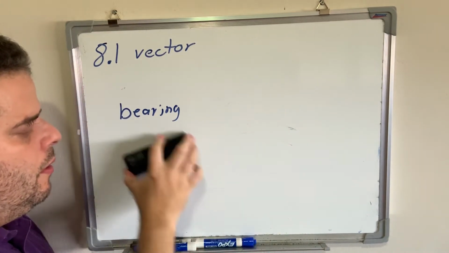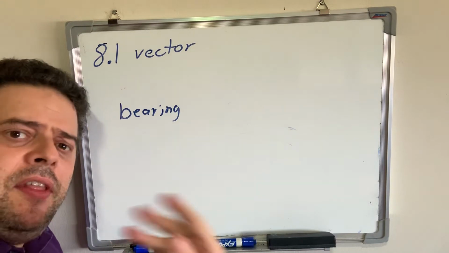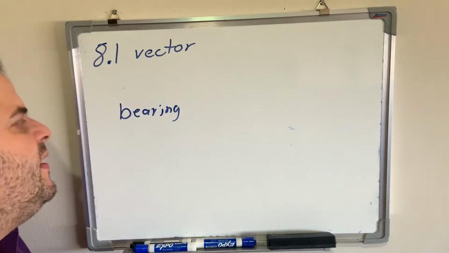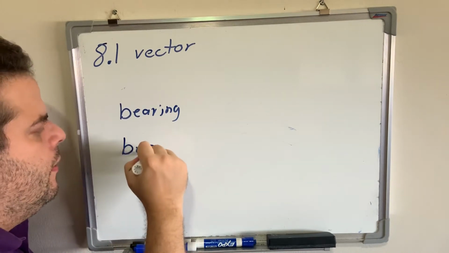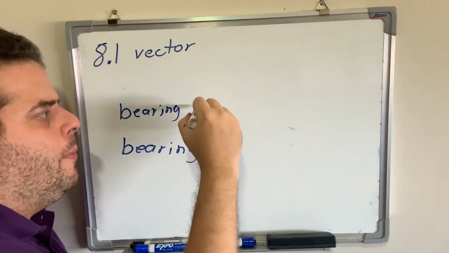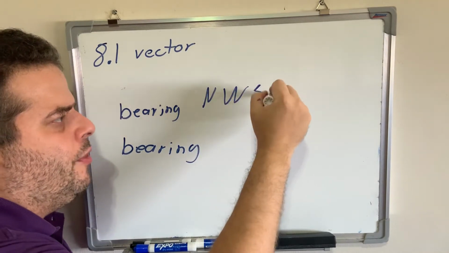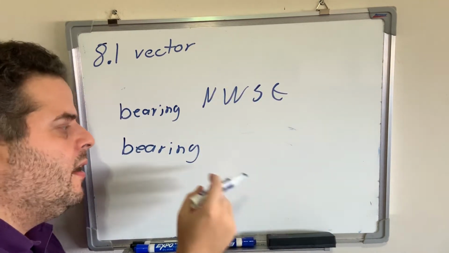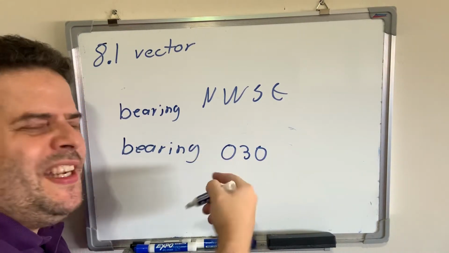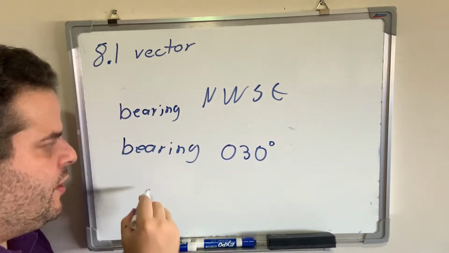Now, when you see bearing in the direction's description, there are two ways you can see the direction when you're told bearing. If you're given, for example, north, west, south, east, that's one way to see it. The other way, you might be given 3 digits.